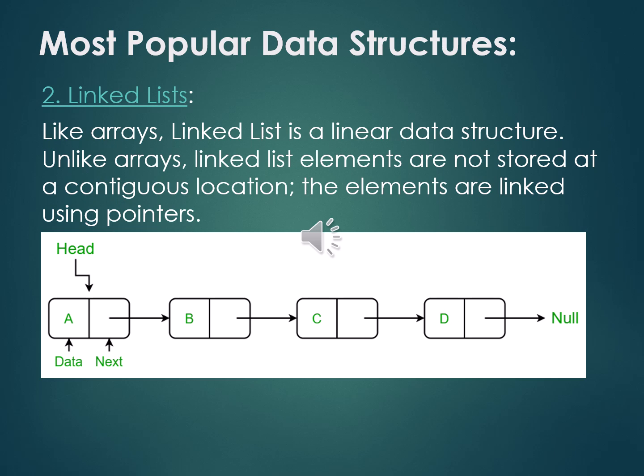A linked list, like an array, is a linear data structure. However, unlike arrays, the elements of a linked list are not stored in contiguous memory locations. Instead, each element, known as a node, contains the data and a pointer to the next node in the sequence. This allows the linked list to dynamically grow or shrink during program execution. As shown in the diagram, each node points to the next, forming a chain, and the last node points to null, indicating the end of the list.